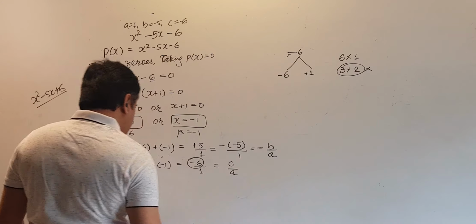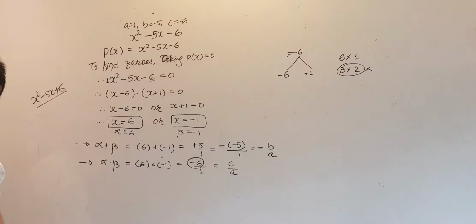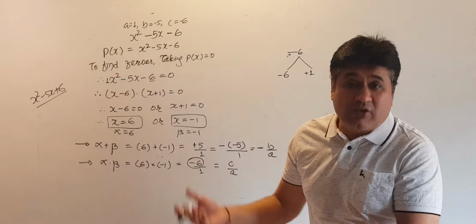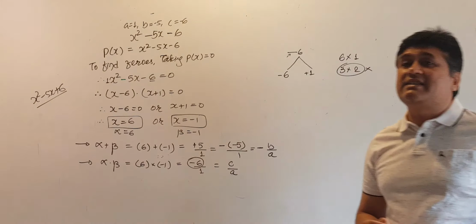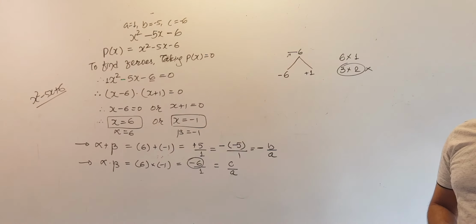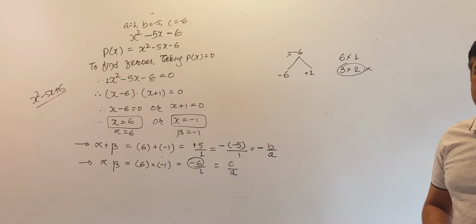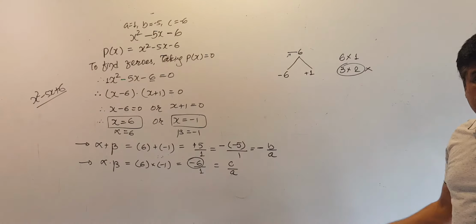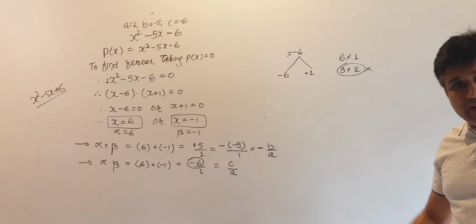C upon A. So alpha into beta is C upon A. So we verified there is a relationship between the zeros and its coefficients. How do you find, friends? If you have done wrong, then do it correctly. Again, I am giving you a few minutes. Please do it.